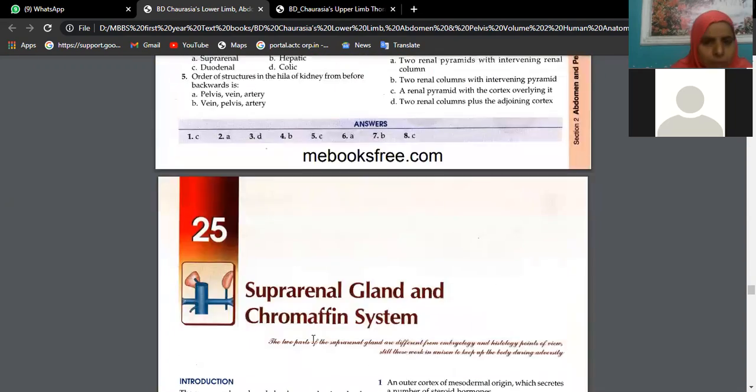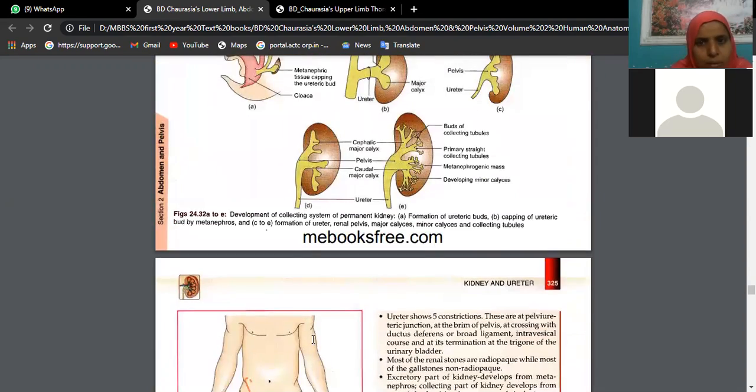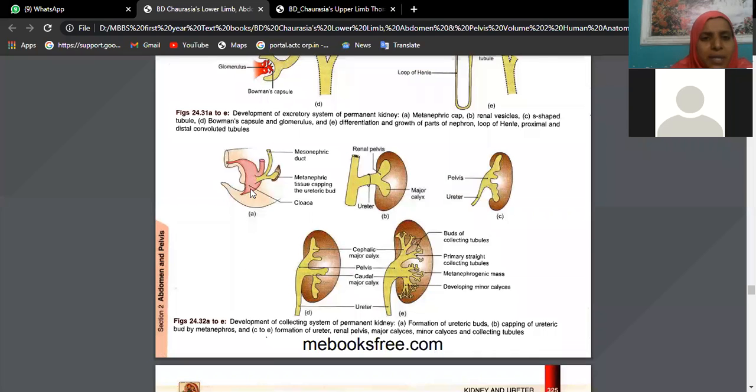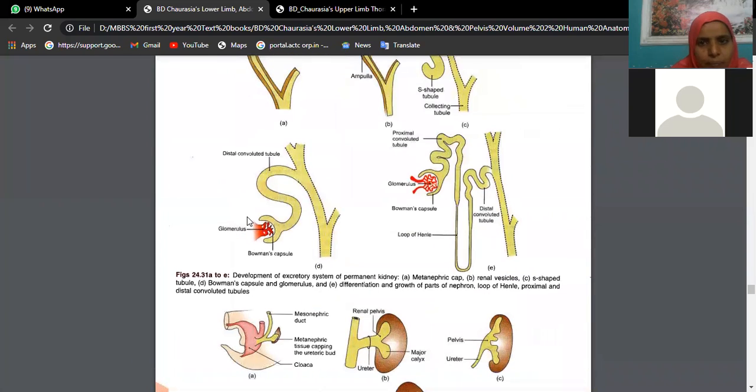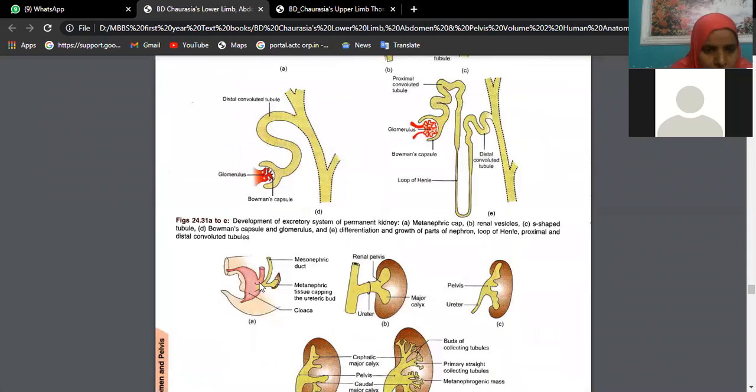Okay, if not, it's here. This is the development part, beta. You can see, this is the cloaca, what I was telling. This whole thing is the GIT, foregut, midgut, hindgut. From the cloaca you find one bud developing. This is the ureteric bud, and this ureteric bud is growing into the metanephros.